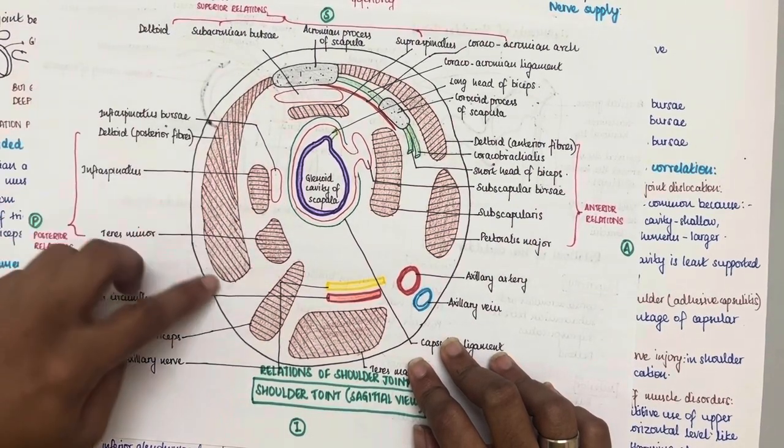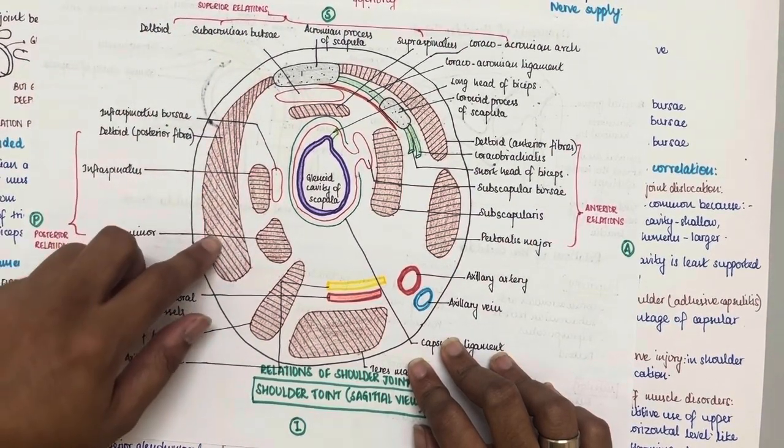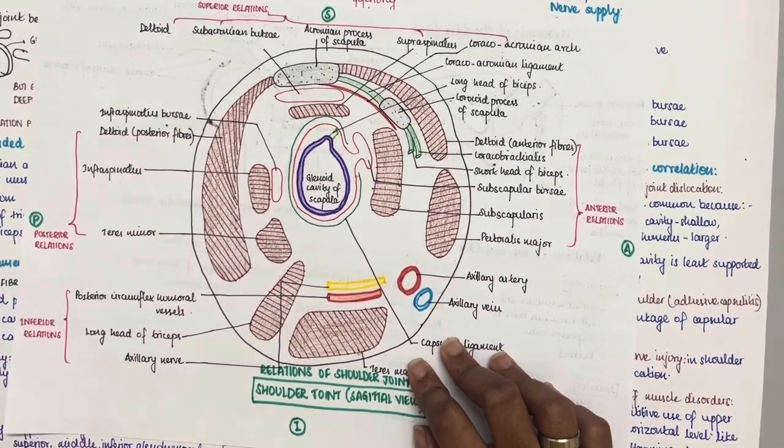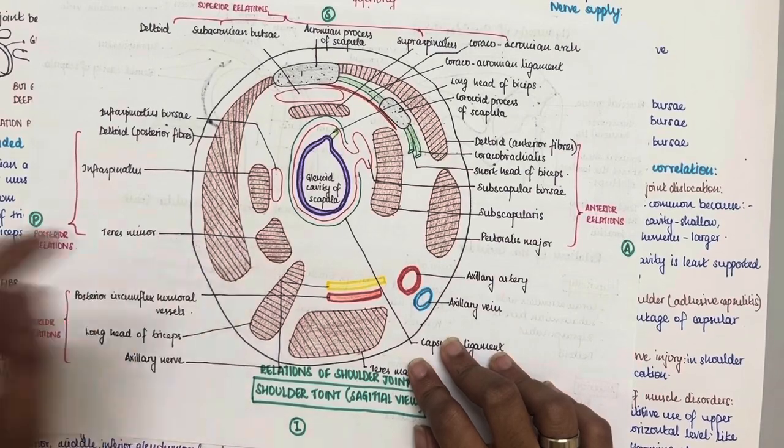And then this is posterior part of the deltoid muscle. This is a huge muscle, posterior part of the deltoid muscle. It is called deltoid posterior fibers. And then this is teres minor.